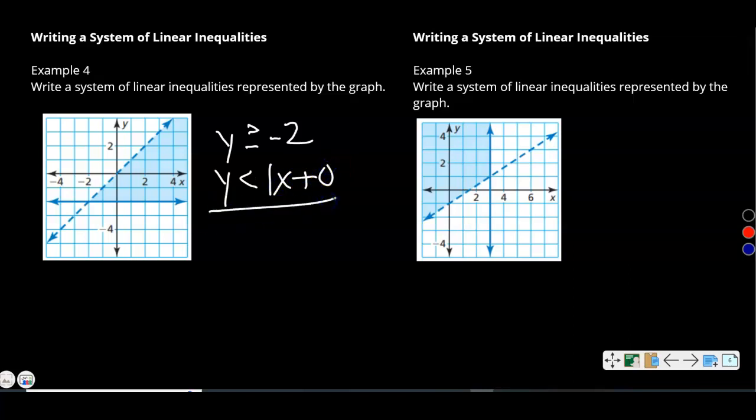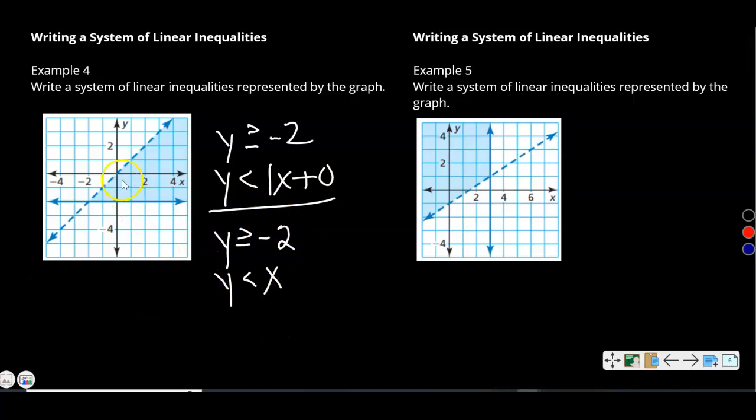So you can write it like that, or you could simply write y greater than or equal to -2, and y less than x. The 1 is assumed, and you don't have to have the 0. So either one of these would be correct. This is the most condensed, simplified way to write it.